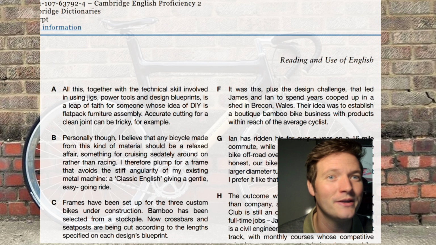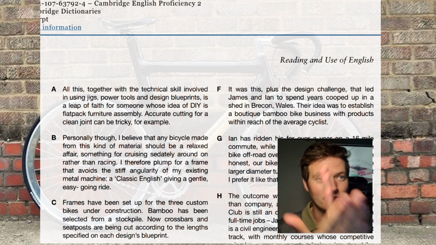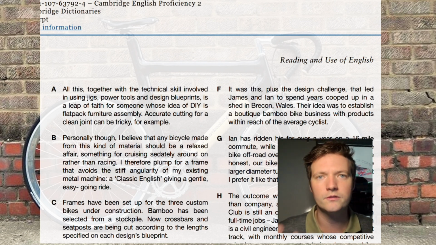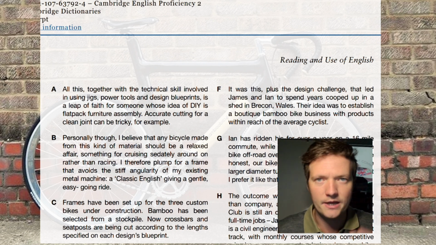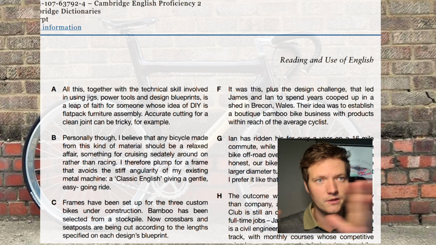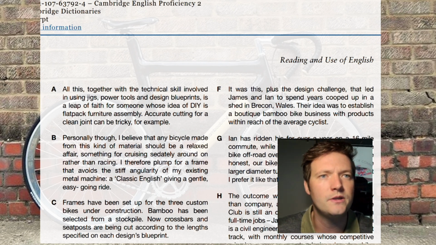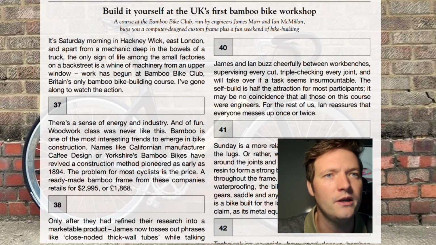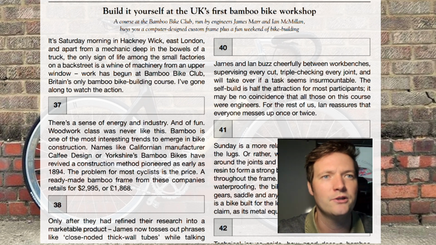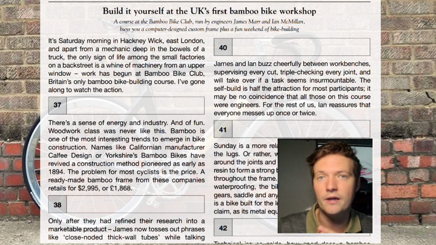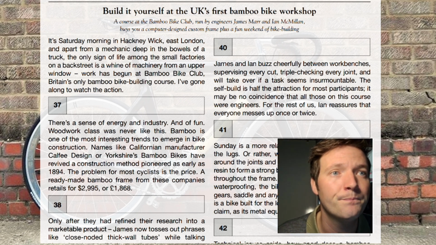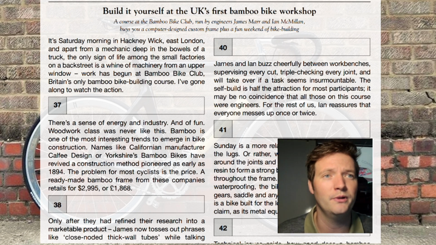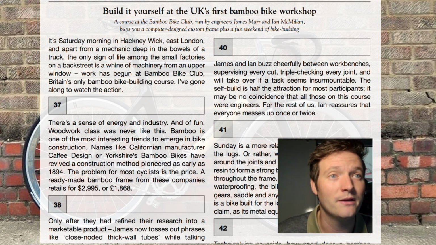Accurate cutting for a clean joint can be tricky, for example. So cutting to make a perfect joint can be very difficult. They're clearly going on adding extra. The author is adding more information to the list of things that he's already mentioned and saying how it's difficult. And then, after the gap, it's clearly A. James and Ian buzz cheerfully between the workbenches. So he's describing how they go round, looking at everyone's work, helping everyone, and they'll take over. They'll get involved if they can see that you're having too much trouble and the task seems insurmountable.